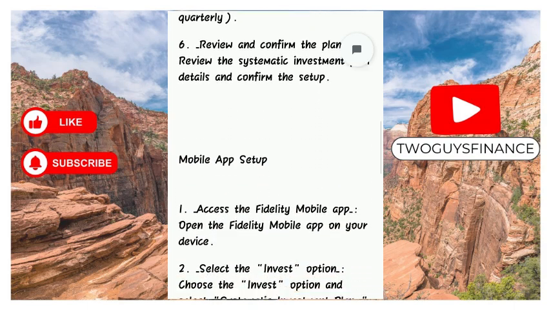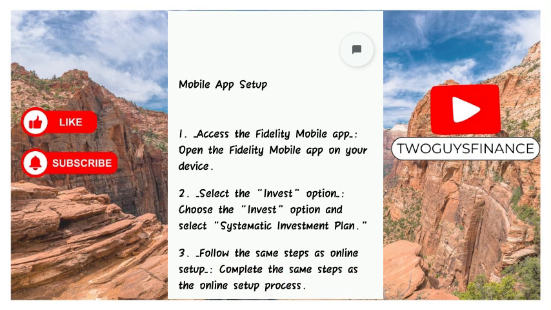Now for mobile app setup, all you got to do is open the Fidelity mobile app on your device and then choose the invest option once you're logged in, and then select systematic investment plan, and then just complete the same steps as the online setup process to set that up.